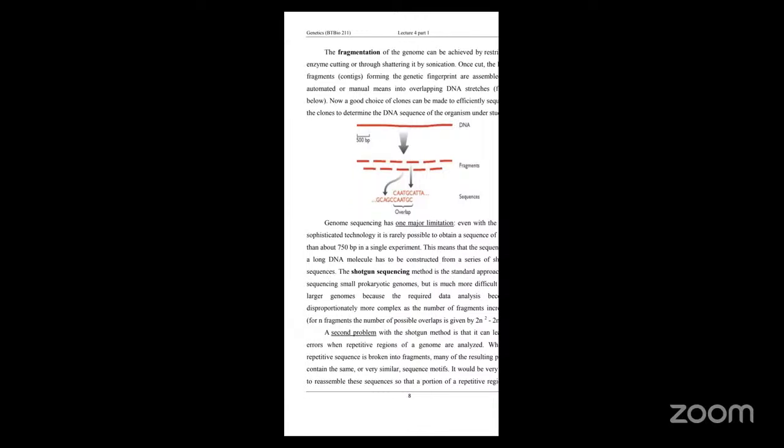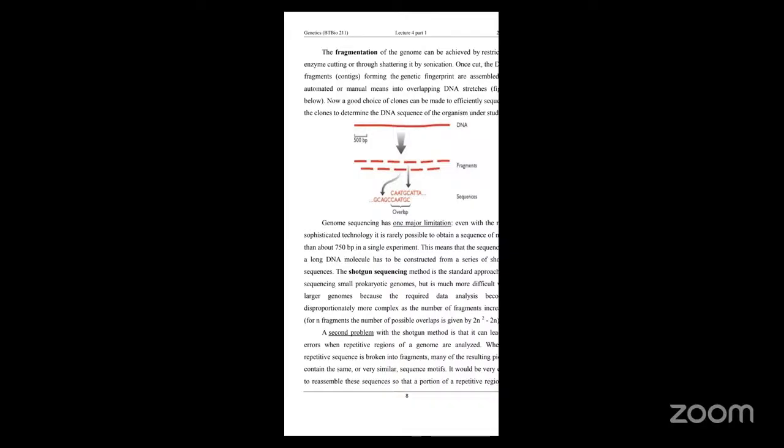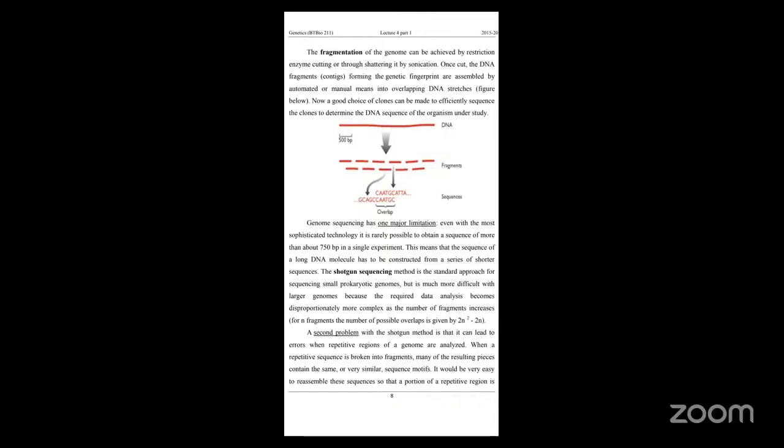Now, but actually, genome sequencing has one major limitation. Even with the most sophisticated technology, why? Because it is rarely possible to obtain a sequence of more than about 750 base pairs by a single experiment. You all know the length of the DNA is very, very big, so you cannot do it at a time. It is highly impossible to obtain a long sequence; you can get only about 750 base pairs in a single experiment, but not more than that. This means that the sequence of a long DNA molecule has to be constructed through a series of short sequences. So you have to go on cutting it and then go on doing the experiment.